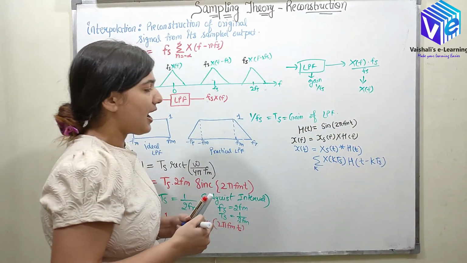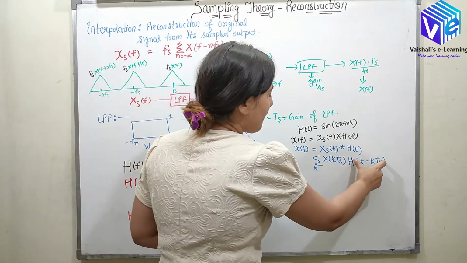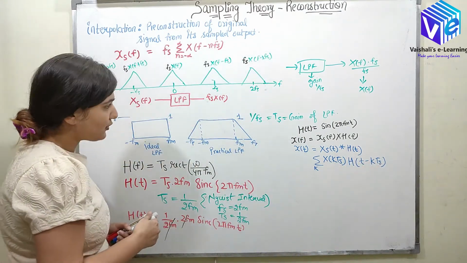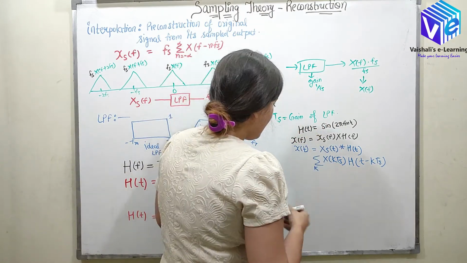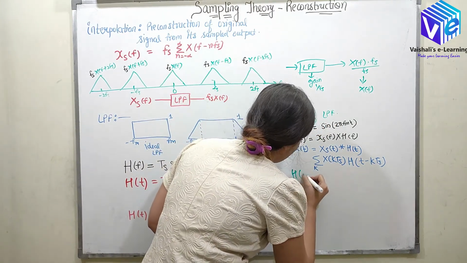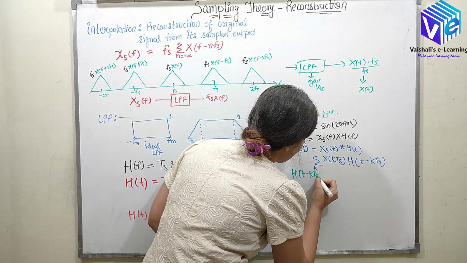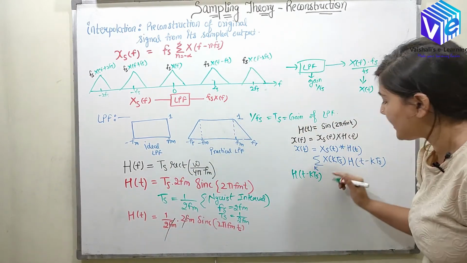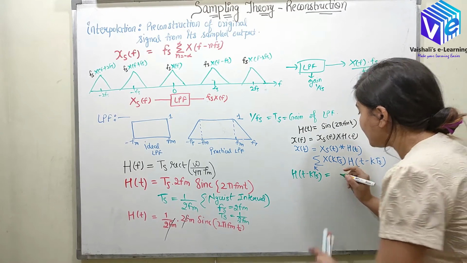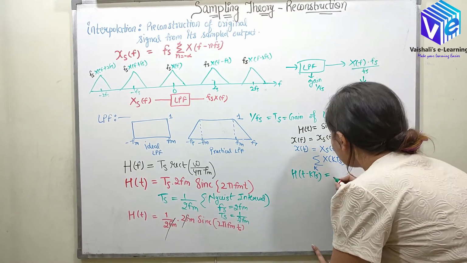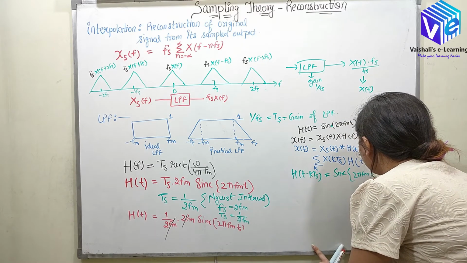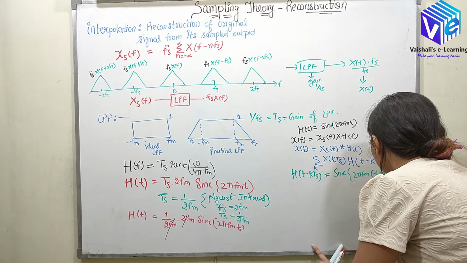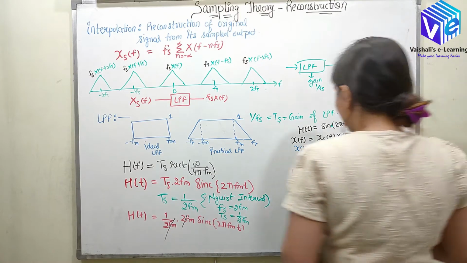Now I know what h(t) is, so I can find out h(t minus kTs). Instead of t, I just need to put t minus kTs. It was sinc, so here I'll have sinc 2 pi fm (t minus kTs). So this is h(t minus kTs).